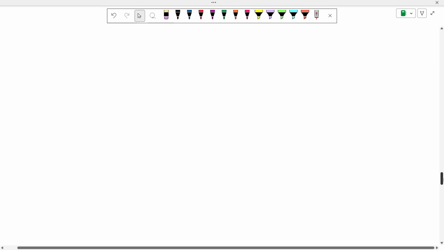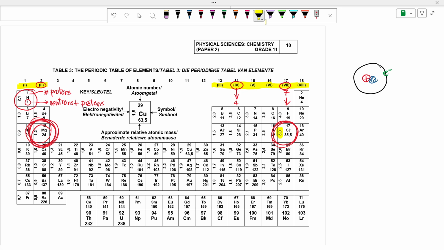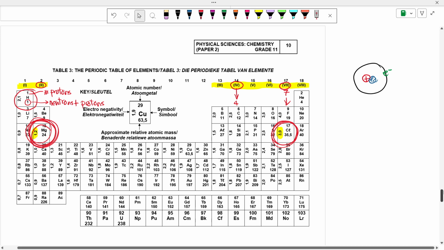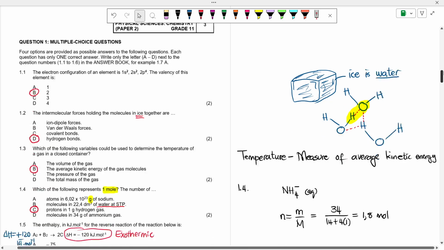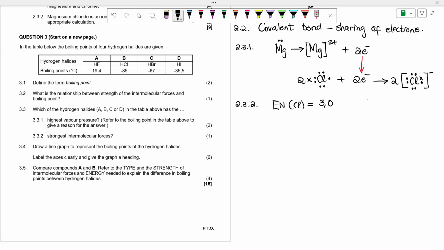So I'll go down to the periodic table and show chlorine. Electronegativity, again, is this value here that is written vertically. So for chlorine, it's 3. For magnesium, it's 1.2. So I'm going to go up. For chlorine, it's 3.0. For magnesium, electronegativity of Mg. Okay, I think I forgot, but it's 1.2 if I remember correctly.